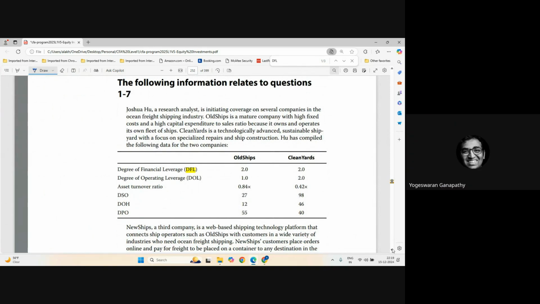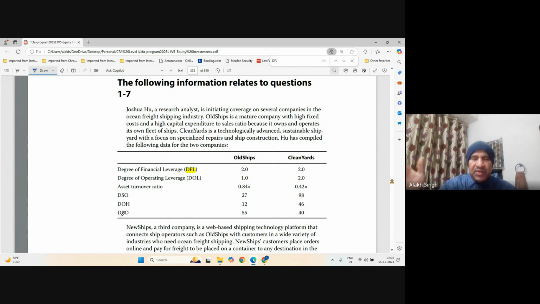Joshua Hu, a research analyst, is initiating coverage on several companies in the ocean freight shipping industry. Old Ships is a mature company with high fixed costs and a high capital expenditure to sales ratio because it owns and operates its own fleet of ships. Clean Yachts is a technologically advanced, sustainable shipyard with a focus on specialized repairs and ship construction. He has compiled the following data for the two companies: degree of financial leverage, degree of operating leverage, asset turnover ratio, DSO, days on hand, then DPO.